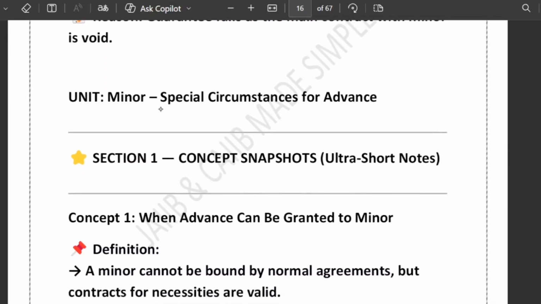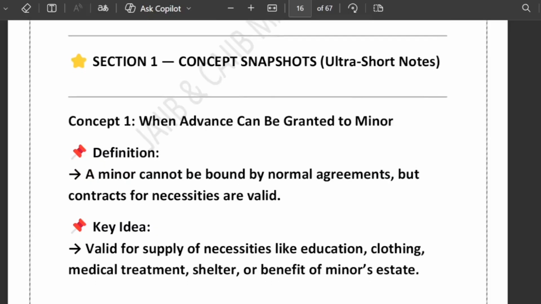Now let's talk about the special circumstance for advance. So friends, can a bank ever lend for a minor benefit? Yes, but only under special circumstance. Today we will decode valid contract for minor and the role of guardian in borrowing. Stick around. So the first thing is when advance can be granted to minor.